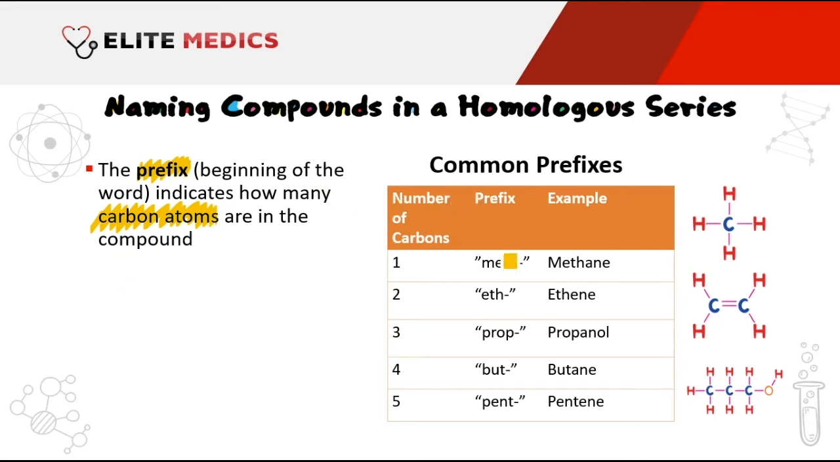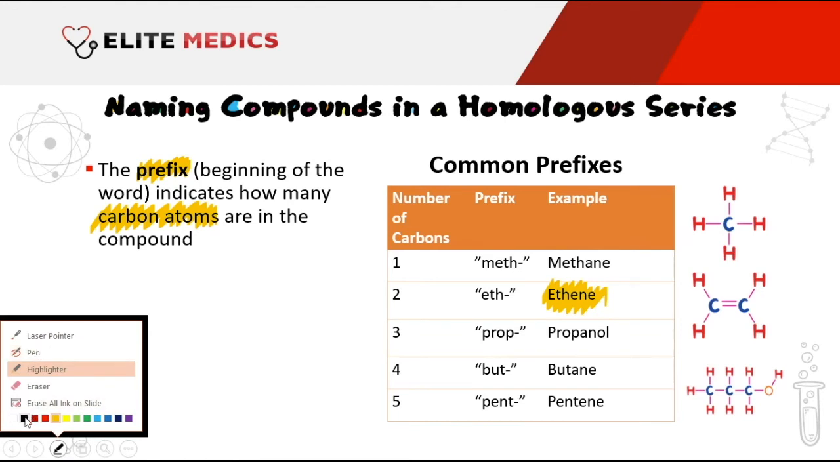So if the number of carbons is 1, it's meth. If the number of carbons is 2, it's eth. If the number of carbons is 3, it's prop. If the number of carbons is 4, it's but. And if the number of carbons is 5, it's pent. Now, as you can see, regardless of which family of compounds we're talking about, the prefixes don't change unless the number of carbons is changing. What I mean to say is, we can have ethene, and we can have ethane, or we can have ethanol.